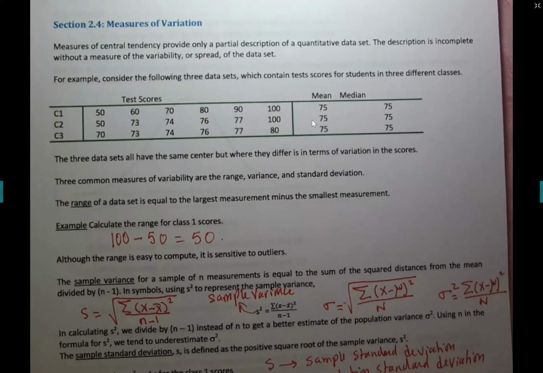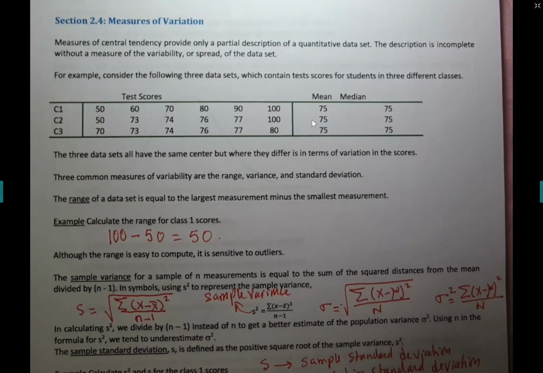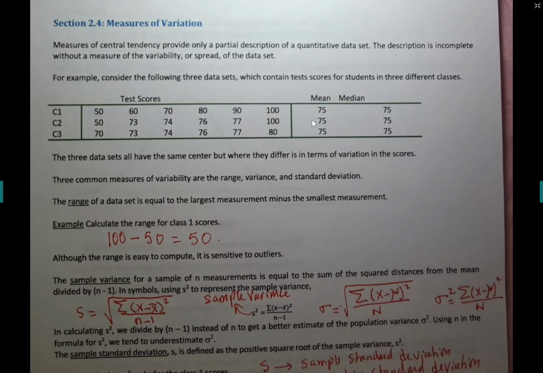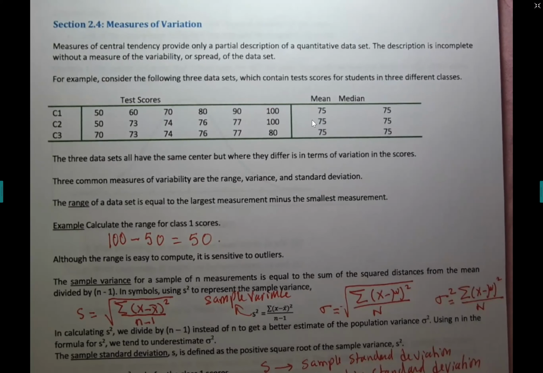Sample variance. If he asks you to find the sample variance, guys, you use your calculator to find S and then you square the number. Let's say S turns out to be 4. You just square the 4 and you get 16. I will give you an example of this in a little bit as well.